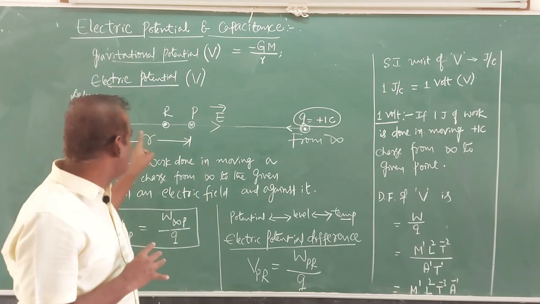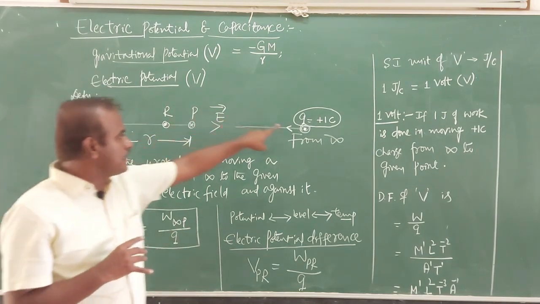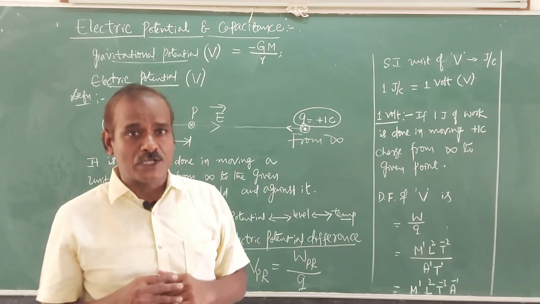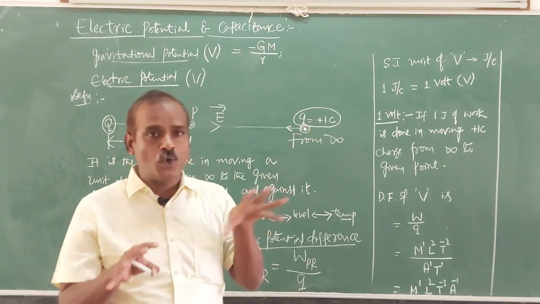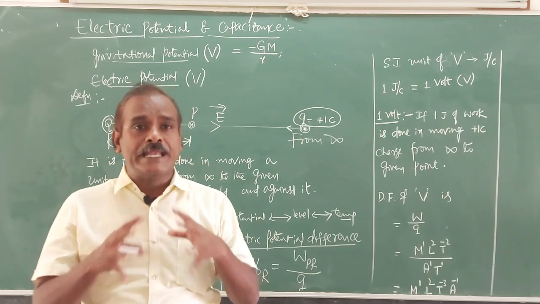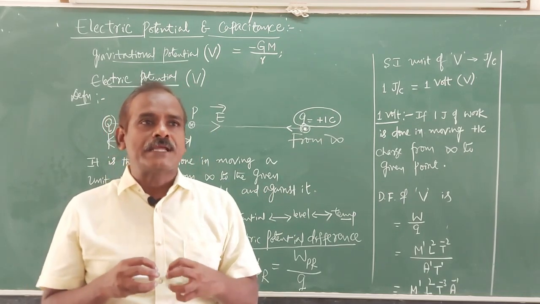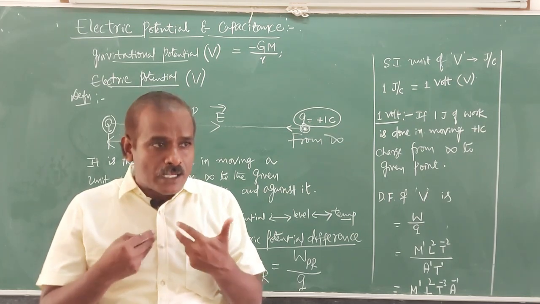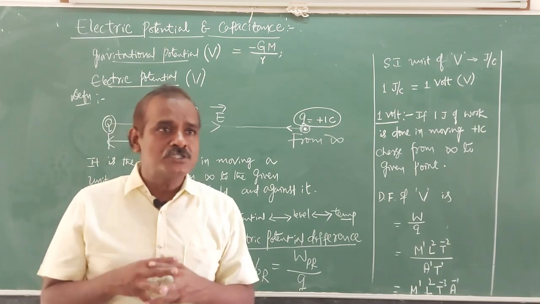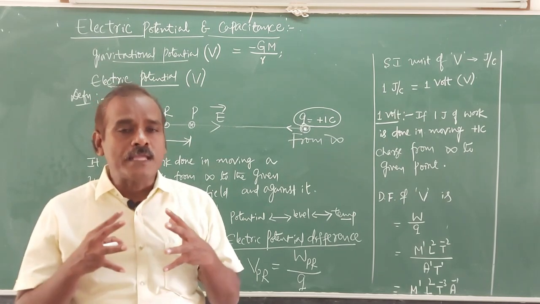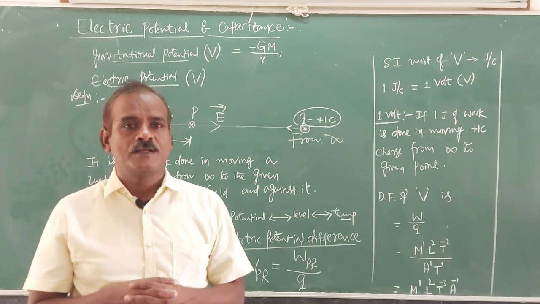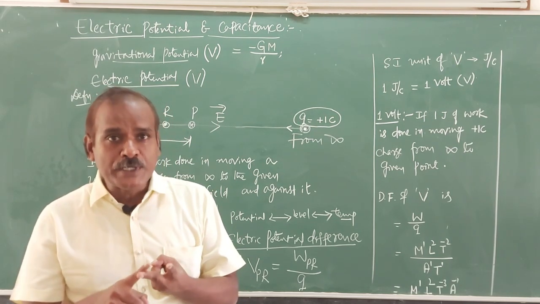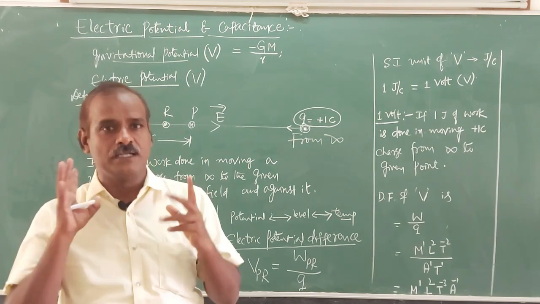For example, potential due to this charge at infinity, how much is it? 0. And you will see mathematically also how at infinity it is 0. Anyhow, potential due to a charge or a number of charges can be positive or negative or can be 0. So potential due to positive charge, positive potential. Potential due to negative charge, negative potential.